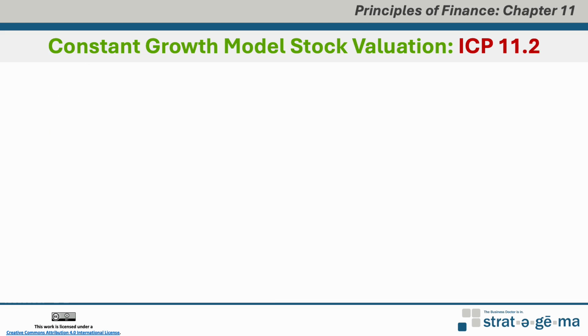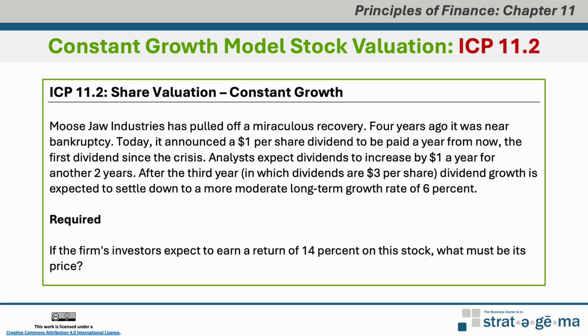Let's look at another one, ICP 11.2. Moose Jaw Industries has pulled off a miraculous recovery. So 4 years ago it was near bankruptcy. Today it announces $1 per share to be paid 1 year from now, the first dividend since the crisis. Analysts expect the dividend to increase by $1 a year for 2 years. And after the third year, so by that time the dividends hit $3 per share, the dividend growth is expected to settle down to a more moderate long-term rate of 6%. So we have a constant growth dividend for a very short period of time, and then it levels off. If the firm is expected to earn a return of 14% on the stock, what should its stock price be?